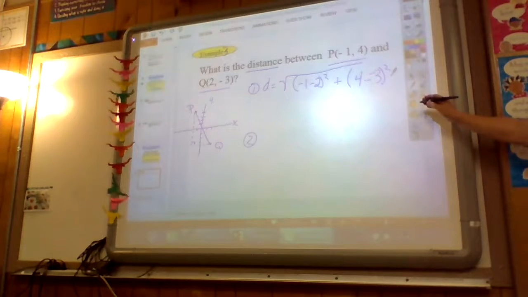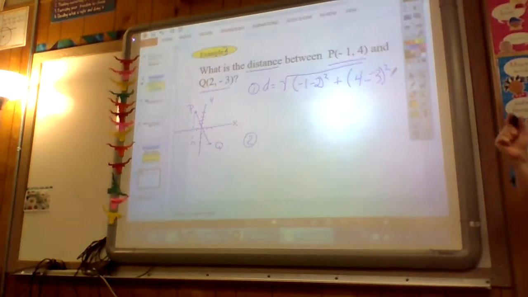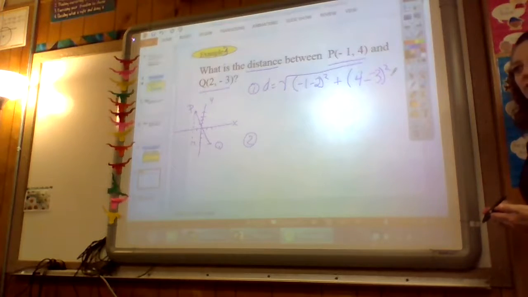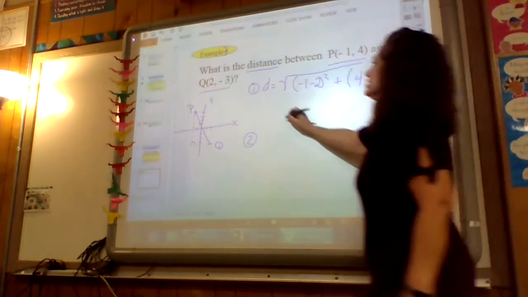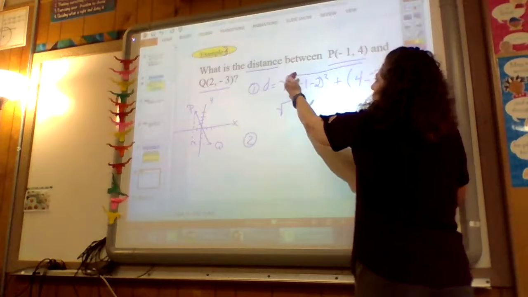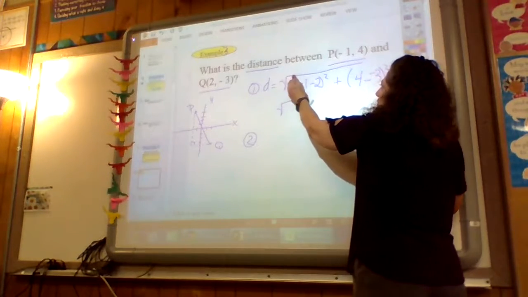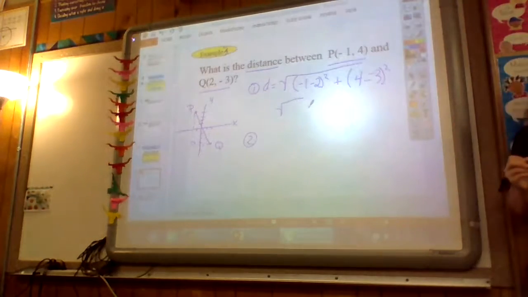Okay, my suggestion from right here, because with distance, I'm going to have us leave our answers in square root form. My suggestion is just to go to the calculator and start with the parenthesis. Don't put the square root in there. Start with the parenthesis and enter it all just like you see it.